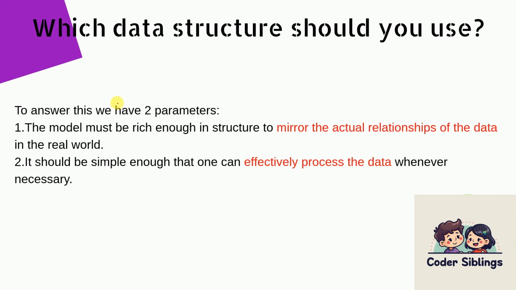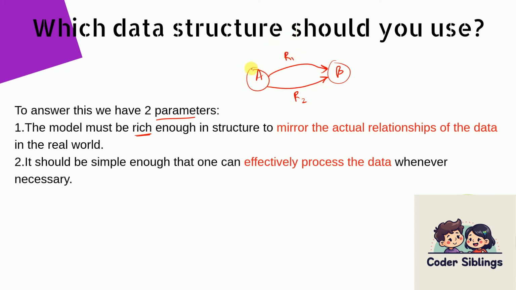Now we know that there are multiple types of data structures and all data structures have different uses. But how do we decide which data structure we should use in what kind of problem? To answer this, we have two parameters. Firstly, the model must be rich enough to mirror the actual relationships of the data in the real world. Actual relationships meaning that suppose there are two entities A and B and they are related by more than one relation, say R1 relation and R2 relation.